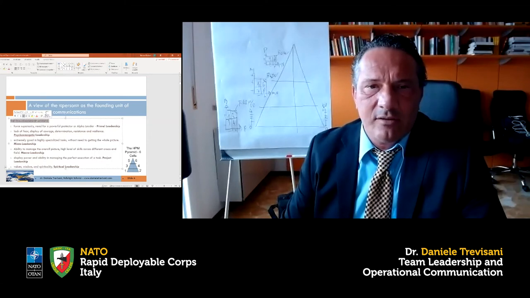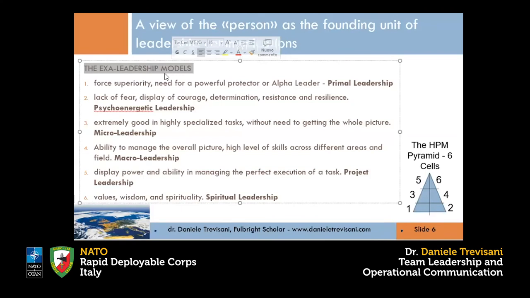So we can discuss this EXA leadership model. The EXA leadership model is also in the book that you received. I think you received it by mail, or you will receive it soon. It's about 200 pages about leadership. So, okay, it's a really powerful book about leadership in English. And what it discusses is primal leadership, the type of leadership that is the leadership of the strongest, okay, the alpha leader.